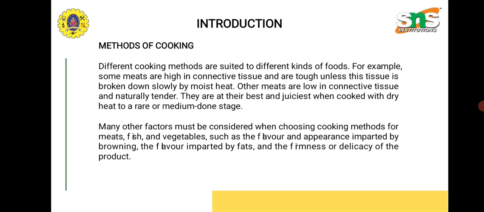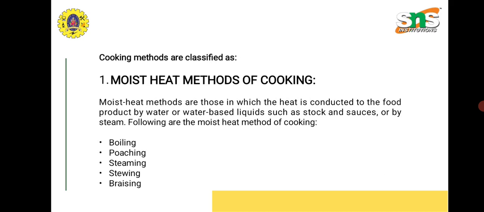Many other factors must be considered when choosing cooking methods for meat, fish, and vegetables, such as flavor and appearance imparted by browning, the flavor imparted by fats, firmness, or delicacy of the product. Cooking methods are classified as moist heat method of cooking.